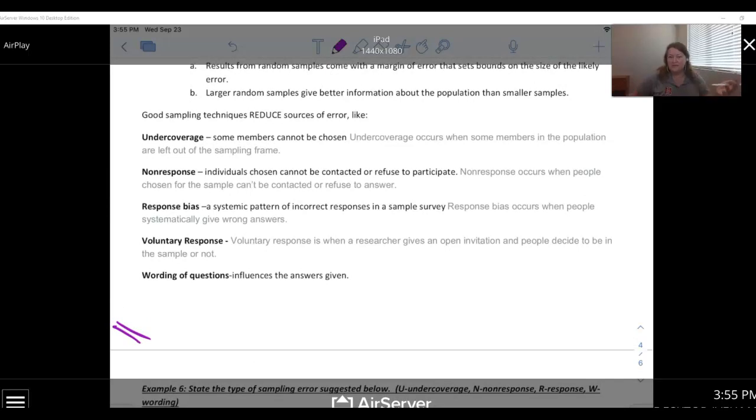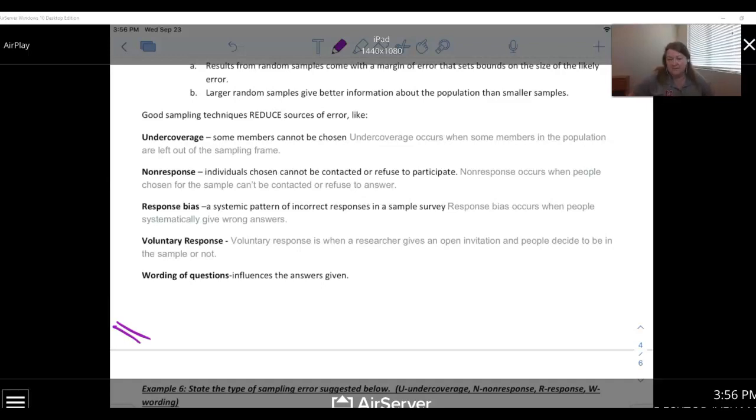So the main idea of undercoverage is that some members don't even get to be chosen. They can't be chosen. So let's say that you called somebody's house and you're figuring you're going to do all residents of a town. Well, if you call a house, there might be more than one resident there. How are you ever going to get the person who didn't answer the phone, right? So there's going to be undercoverage there. I'm only going to get the one who answers the phone.